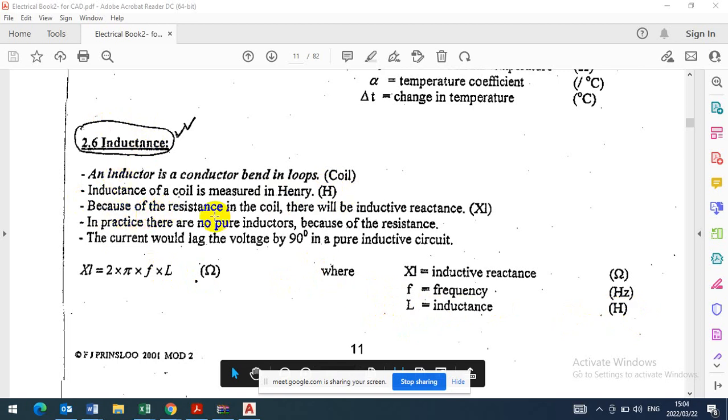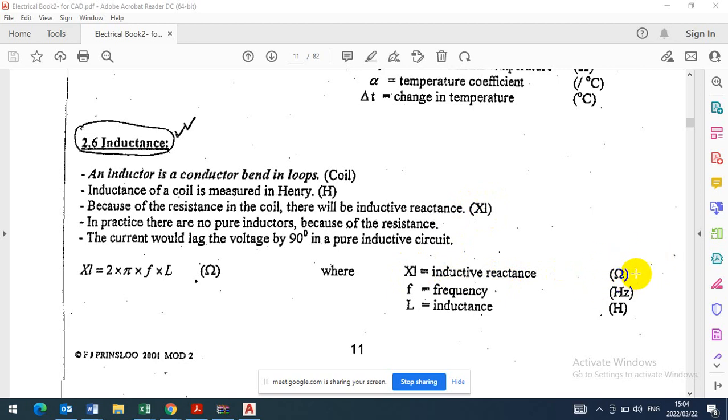Then they are saying that because of the resistance in the coil, there will be inductive resistance or reactance. What we try to say here is that when you have a coil in an electric circuit and current is flowing through the coil, it is offering resistance as well. Do you agree? Yes. When current is going through any wire, whether it's a coil or a straight wire, there's resistance. So the resistance in that coil is called inductive reactance. If you measure how much resistance is being offered by the inductor, they call that inductive reactance, and it's XL. It's measured in ohms.